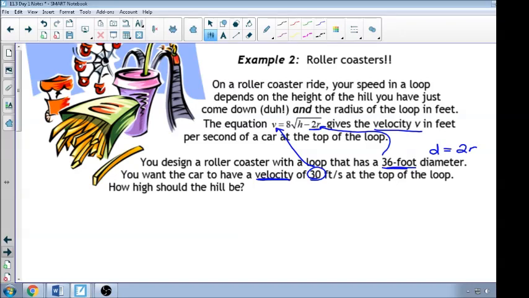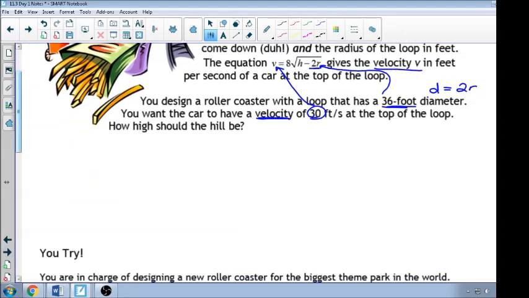Let's go ahead and start plugging our numbers in. So I end up with 30 equals 8 times the square root of. The one thing we don't know, and it even asks us this, is how high should the hill be. So I'm going to leave h as h minus our 2r, which is our diameter, 36. So what I need to do here is isolate my square root in order to get to that h. I have to solve for that h.